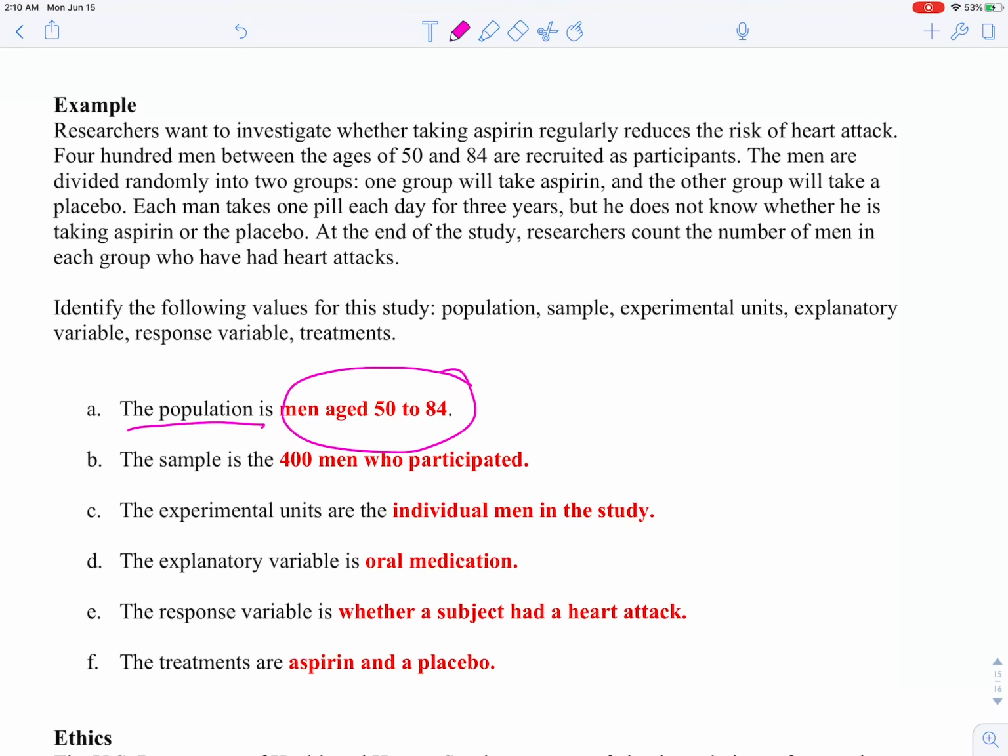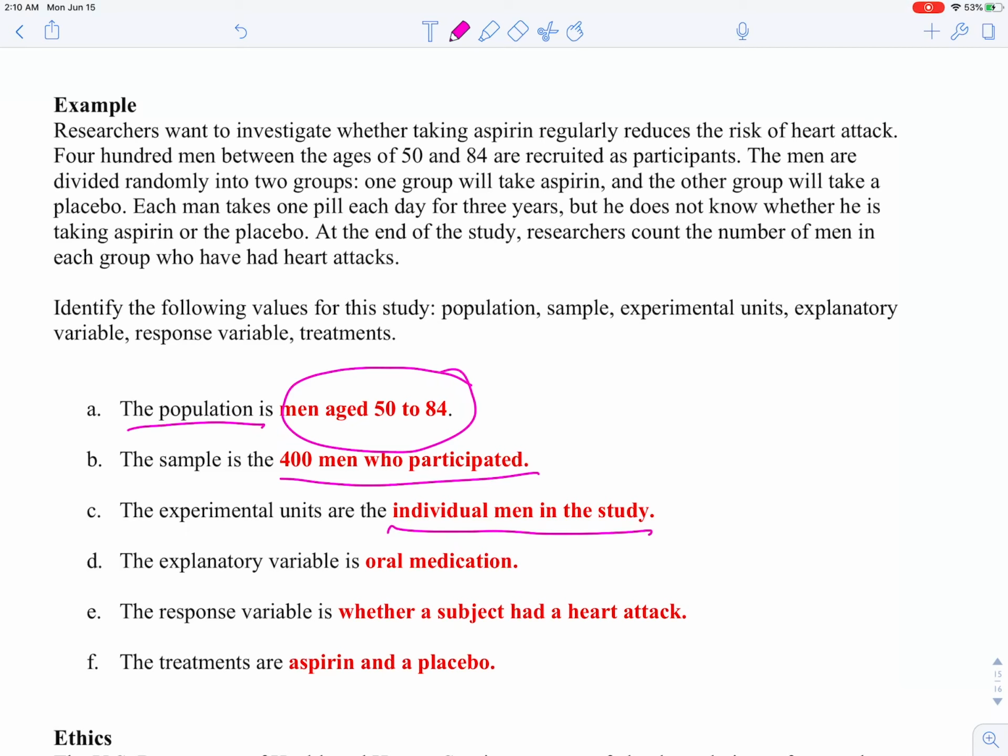Okay. The sample, because there's probably tens of millions of men aged 50 to 84. So the sample, though, is the 400 men who participated in this particular study. It's a smaller group of the population. Part C, the experimental units. Again, those experimental units, in this case, are the individual men in the study, the people you're doing the experiment on.